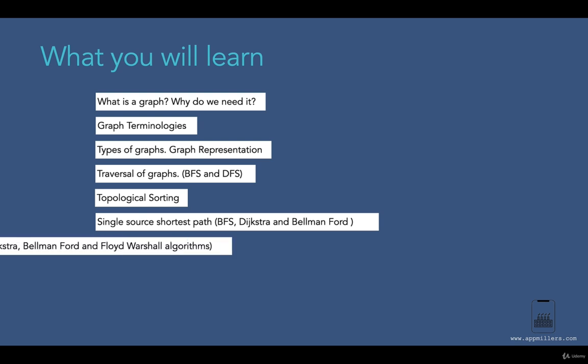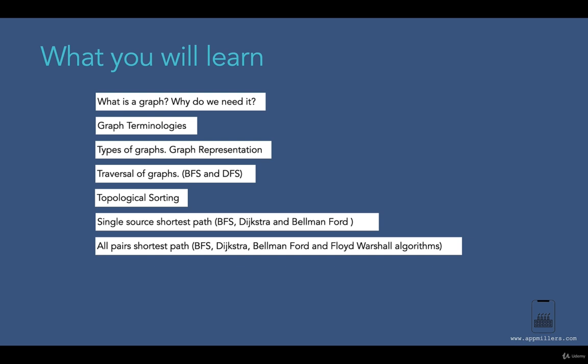Then the next topic will be all pair shortest path problem. And this problem will be solved in four ways using BFS, Dijkstra's algorithm, Bellman-Ford algorithm, and Floyd-Warshall algorithms. And of course, after solving them, we are going to compare these algorithms to see the differences between them.